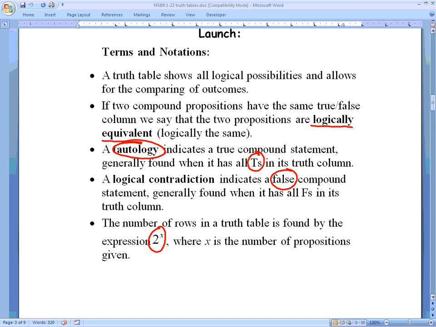So if I'm comparing two things, like a p and a q, well, two propositions, that would be 2 to the second, which is 4. So I would have a total of 4 rows in my truth table. If I have p, q, and r, now suddenly I have 3 propositions, so that would be 2 to the third power, which means I'm going to end up having 8 rows in my truth column. And so those are the terms of notation. Now we're going to start making some sense out of all this.